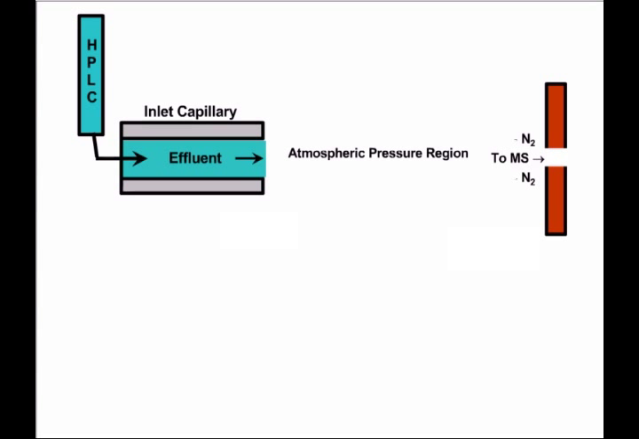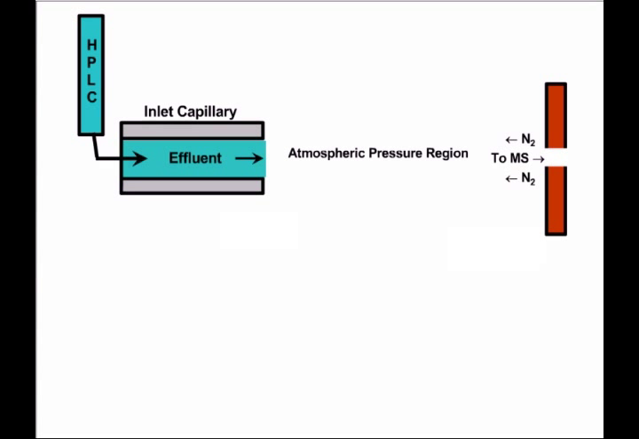Flowing counter to the direction that the ions travel is a counterflow of a heated drying gas, and this is typically nitrogen. With this nitrogen drying gas, with the nitrogen nebulizing gas, which may or may not be present depending upon the design of the electrospray interface, and the atmospheric gases already present in the atmospheric pressure region, this is largely nitrogen. Most of the oxygen and other gases have been displaced by the use of nitrogen.